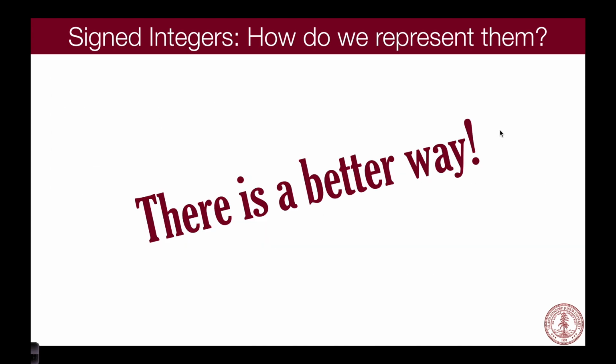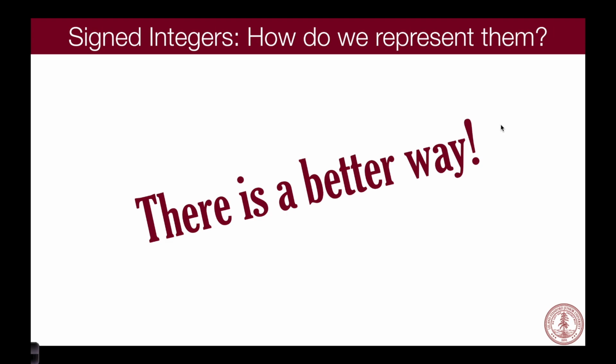Well, it turns out there's a better way than just this simple representation of saying the sign bit determines whether it's negative or positive, and then the rest of it is just the binary equivalent of the number if you converted it from decimal to binary.